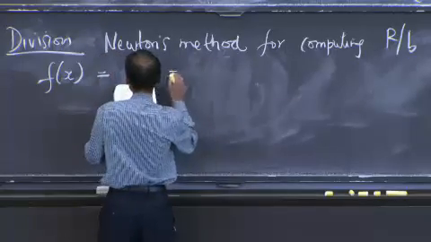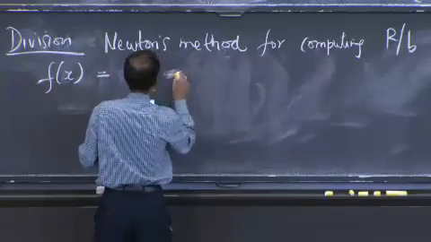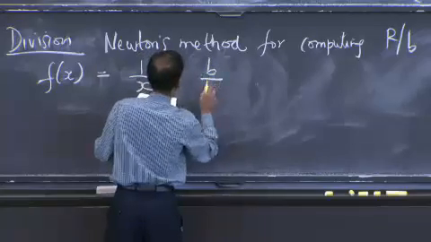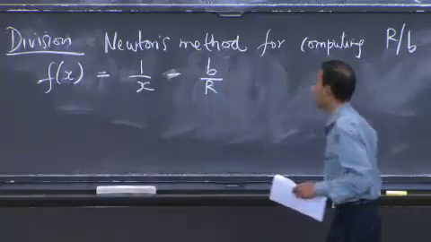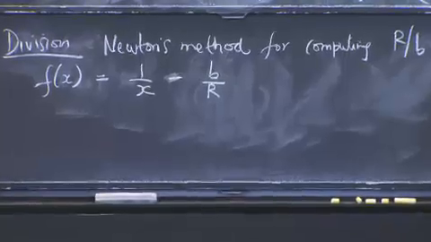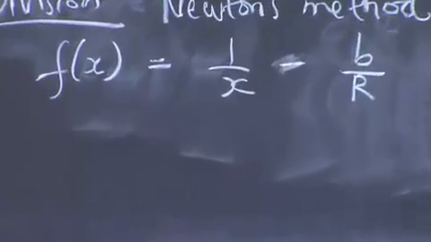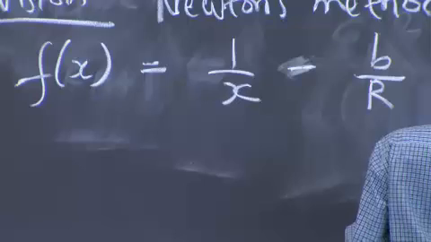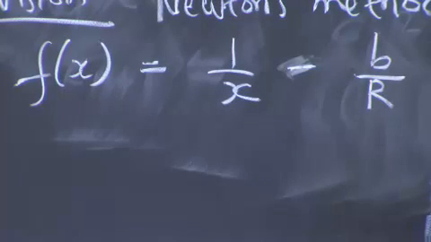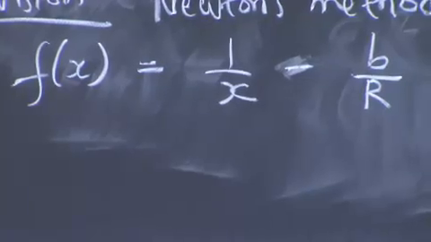I'm going to set up a function, f of x equals 1 divided by x minus B divided by R. Okay? So what this means is that this function has a 0 at x equals R divided by B.